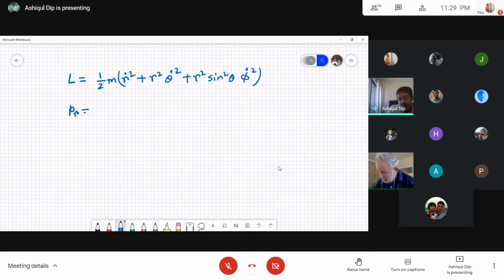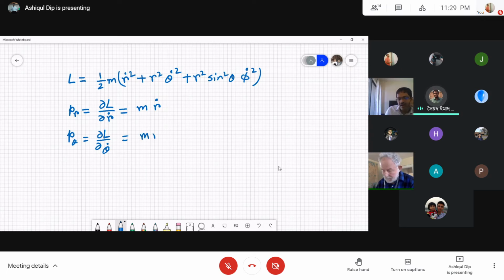Then p r, the r component of momentum, was defined by delta L over delta r dot, which is m r dot. And p theta was defined as delta L by delta theta dot, which is m r squared theta dot. And then p phi was delta L by delta phi dot, which is m r squared sine squared theta phi dot.